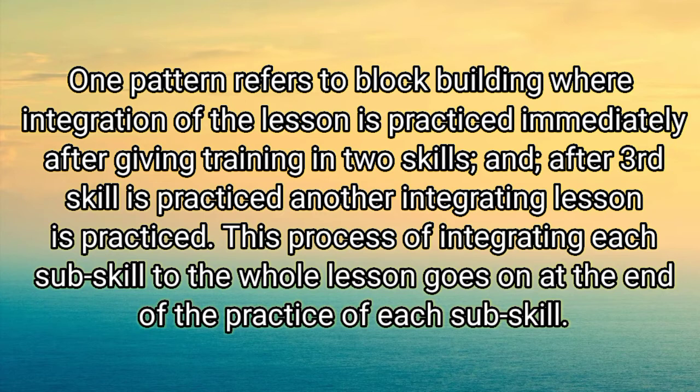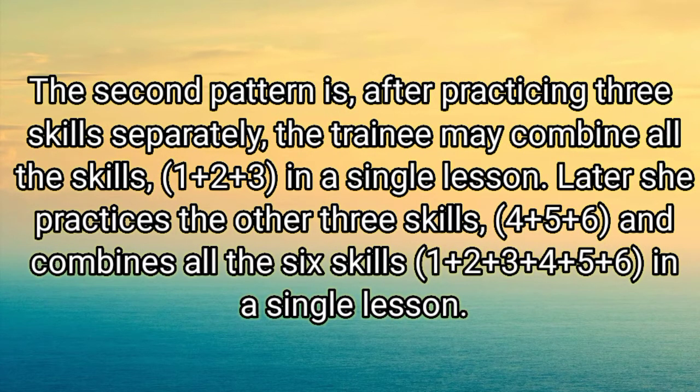This process of integrating each sub skill into the whole lesson goes on at the end of the practice of each sub skill. The second pattern is, after practicing three skills separately, the trainee may combine all the skills, 1 plus 2 plus 3. First skill, second skill, third skill, you are going to combine in a single lesson. Later, the trainee practices the other three skills, that means fourth skill, fifth skill and sixth skill, then combines all the six skills, first, second, third, fourth, fifth and sixth, in a single lesson.